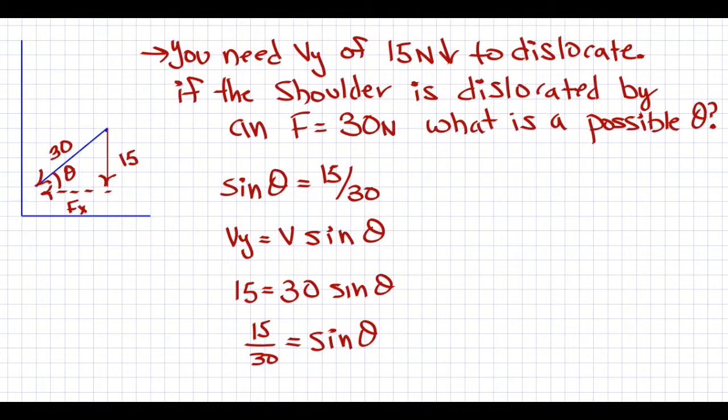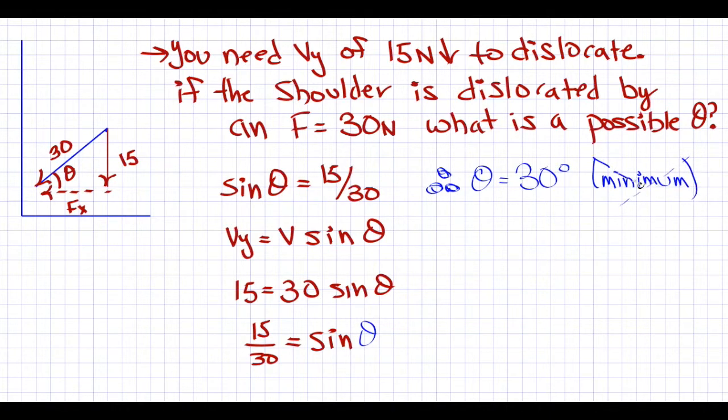And hopefully we all know that means that theta is 30 degrees. And I'm going to go ahead and say that's 30 degrees minimum. It's at least 30 degrees. It could be more than 30 degrees, and it would still dislocate. But you don't have to take my word for it. So let's go ahead and try to prove it.